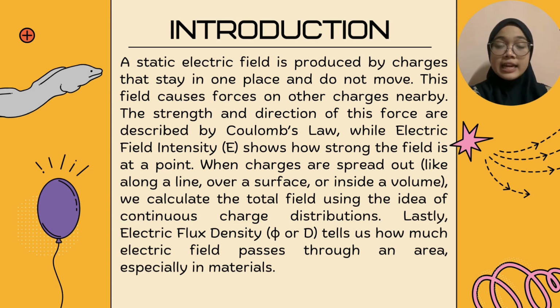the field is at a point where charges are spread out, like along a line, over a space, or inside a volume. We calculate the total field using the idea of continuous charge distributions. Lastly, electric flux density tells us how much electric field passes through an area, especially in materials.